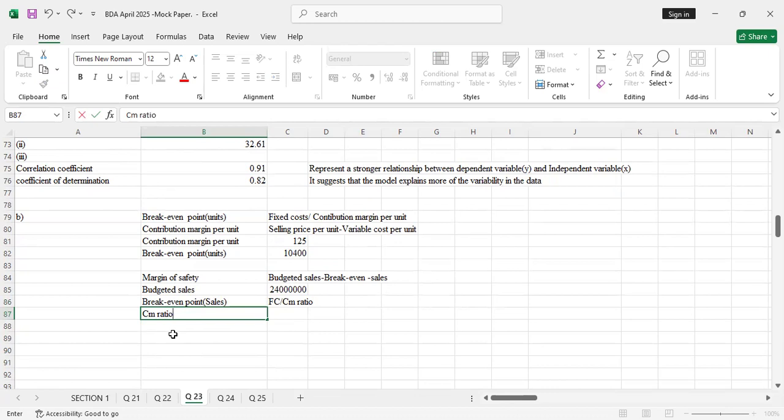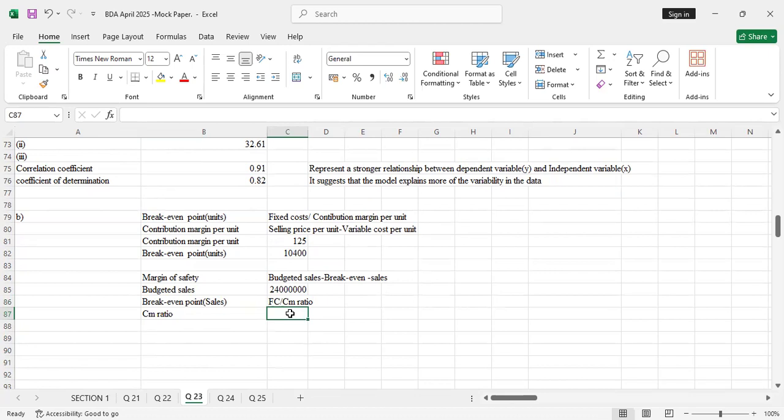So what is the formula? The formula for the contribution margin ratio is the contribution margin, which is CM, divided by the selling price per unit, SP. But remember, all this selling price is per unit.